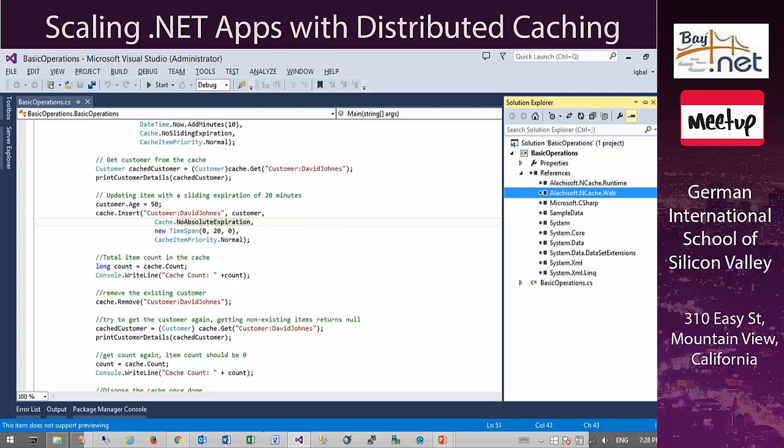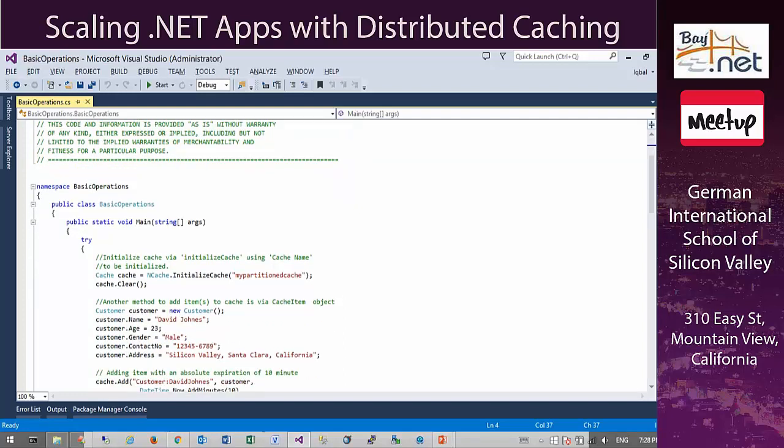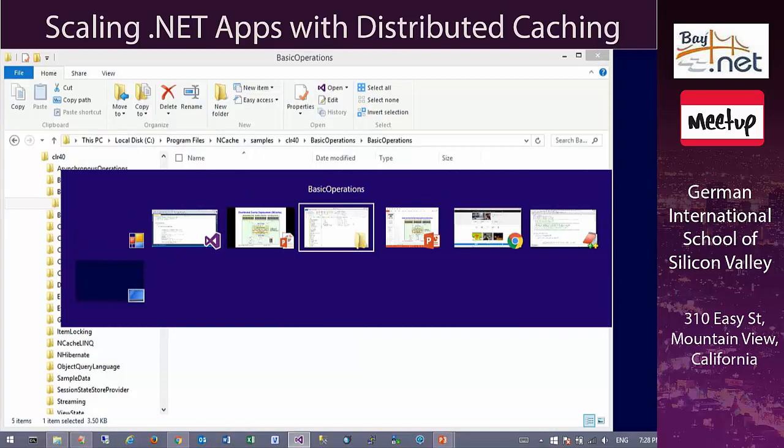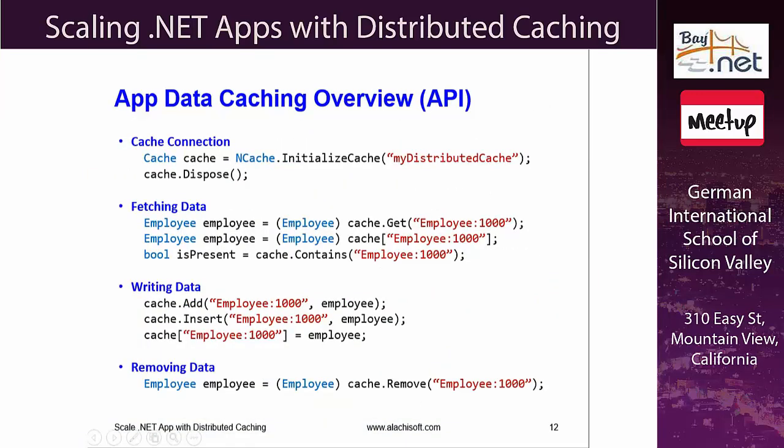So what you would do is reference the libraries. Like in case of NCache, you'll just do ncache.web and ncache.runtime. Then you would use the namespaces. In case of NCache, again, you'll use the same namespaces. And then at the beginning of your application, actually, let me quickly show you this first. So here's how the API looks.